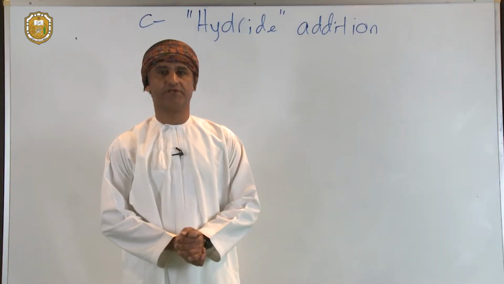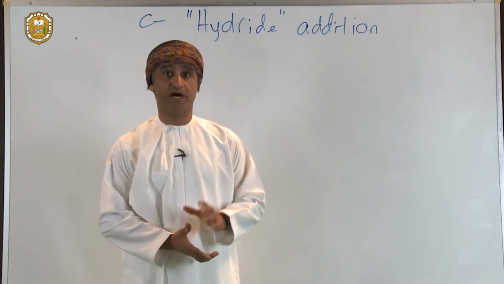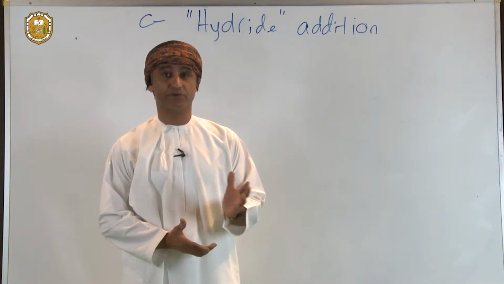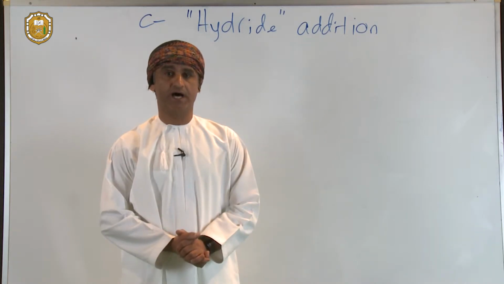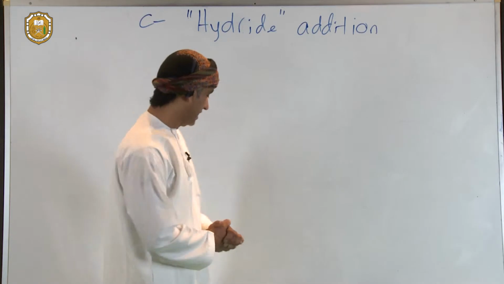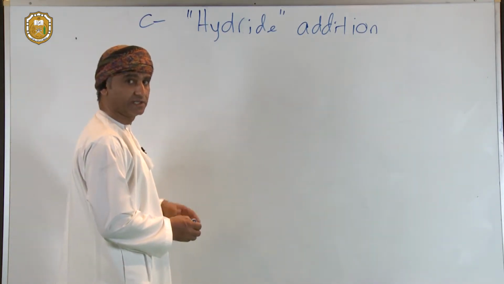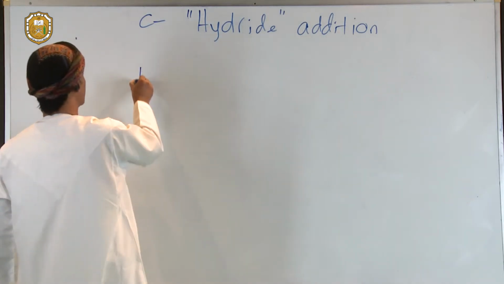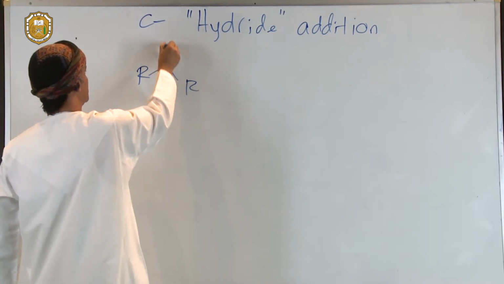The next example of a nucleophilic addition reaction is the reaction of aldehydes and ketones with hydride reagents. Aldehydes and ketones react with sodium borohydride to give the corresponding alcohols. These reactions are also called reductions because the aldehyde or the ketone is reduced to the corresponding alcohol using sodium borohydride. This is a general representation of the reaction.